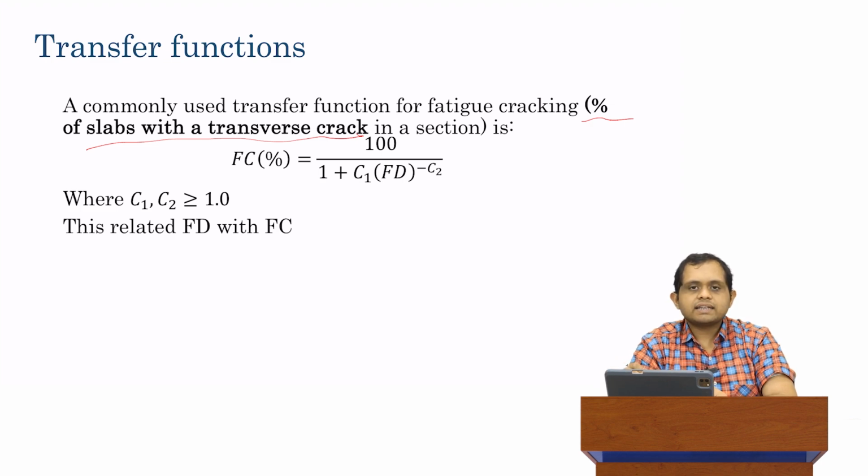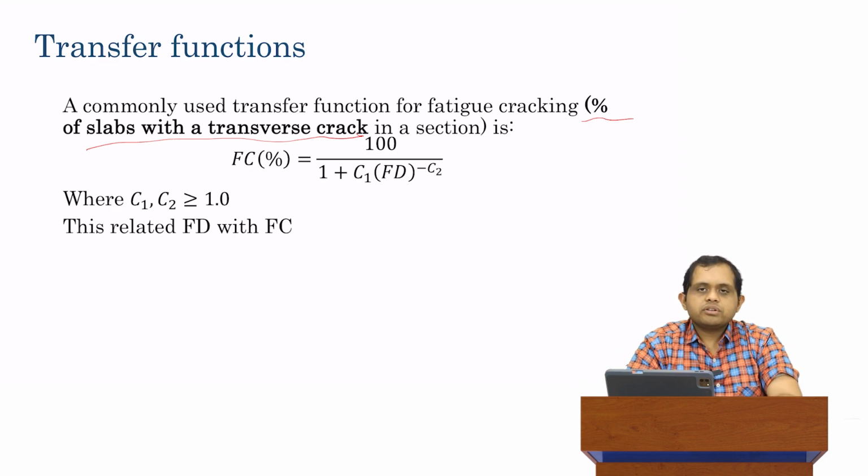So percentage of fatigue cracking is defined as the percentage of slabs which have developed a transverse crack within some representative section. And a relationship between fatigue cracking and fatigue damage, which is our transfer function, the one used by AASHTO, is the one which I've shown over here. So FC as a percentage is 100, the 100 is because of the percentage, divided by 1 plus C1 times FD raised to the power of minus C2, where C1 and C2, which are greater than 1, are some empirical coefficients, they are regression coefficients. This relates fatigue damage with the fatigue cracking.